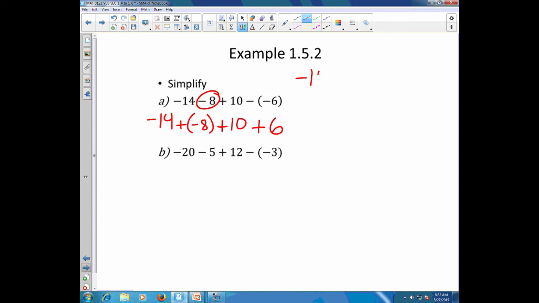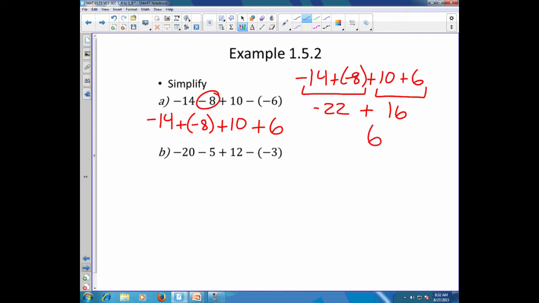So now let's just finish the problem. Negative 14 plus negative 8. They have the same sign. 14 plus 8 is 22. And so add the numbers and keep the sign. 10 plus 6 is just 16. A negative 22 and 16 have opposite signs, so we're going to subtract the numbers. 22 minus 16 is 6. And we're going to keep the sign of the one with the biggest absolute value.